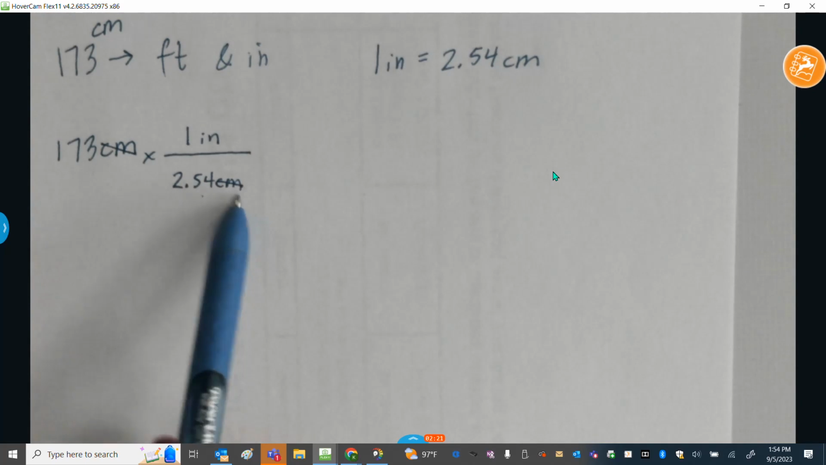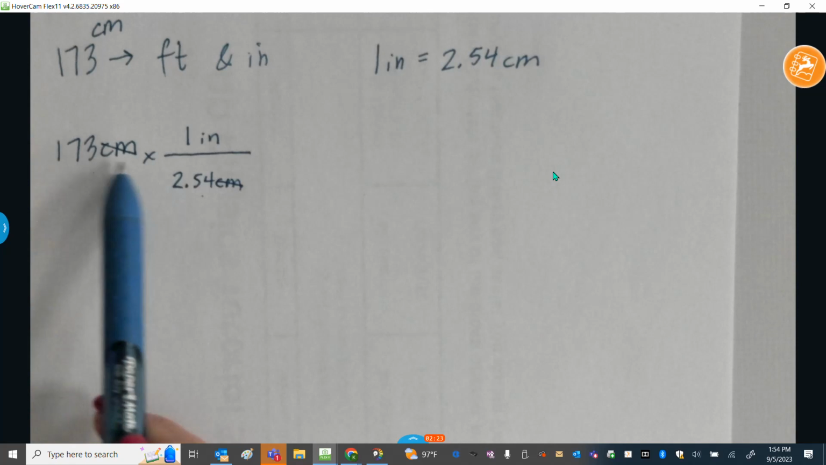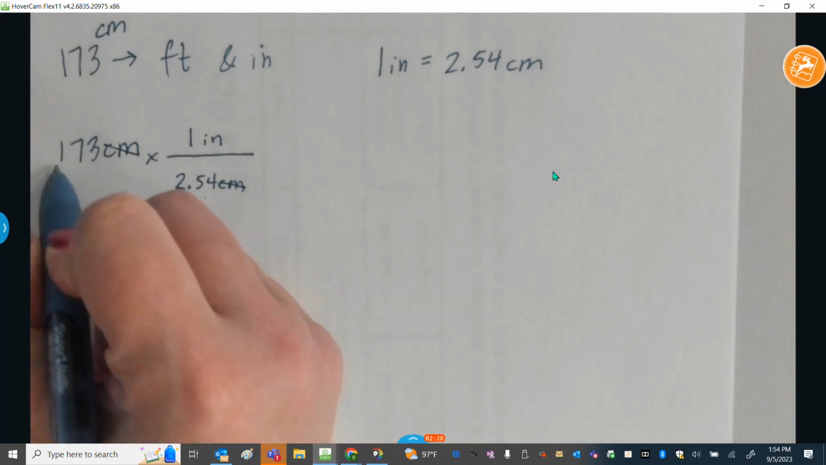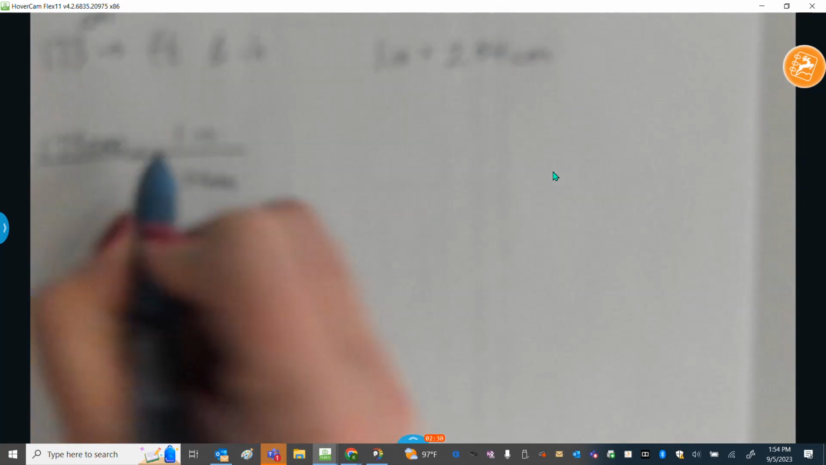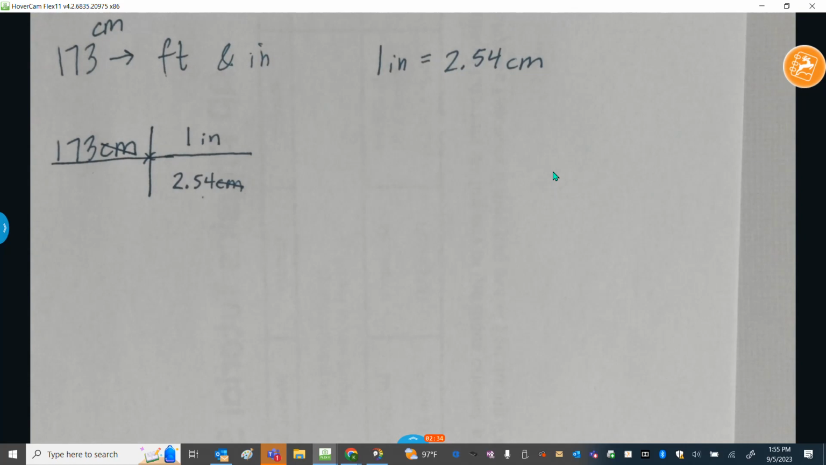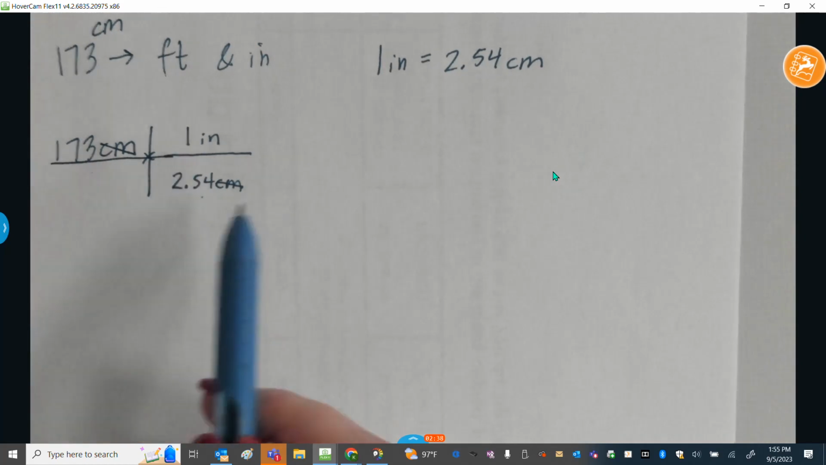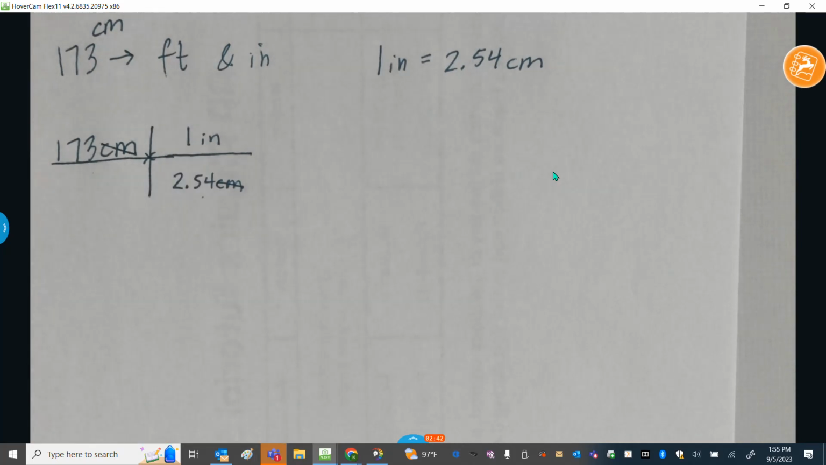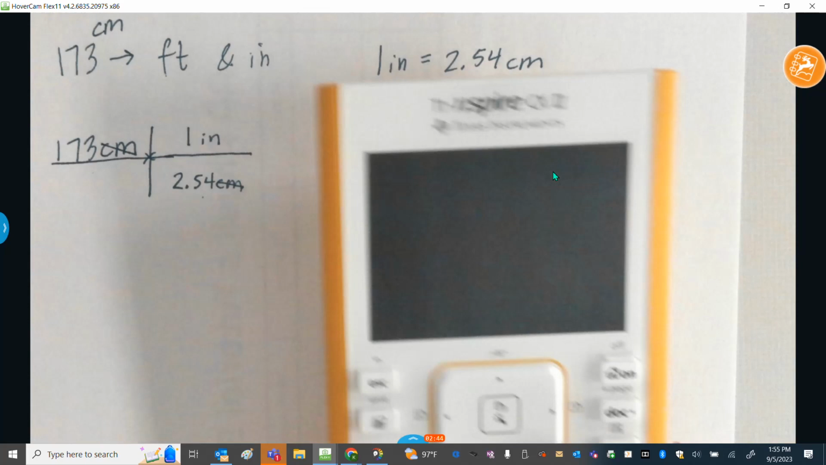And in chemistry, maybe you wrote it like this, 173 times 1 over 2.54. But oftentimes, your chemistry teachers will write it like this. So if that didn't quite look familiar, that probably does. Okay, it's the same thing. We are multiplying by 1 over 2.54. Well, I'm not going to waste my time multiplying by 1. I'm simply going to divide by 2.54.